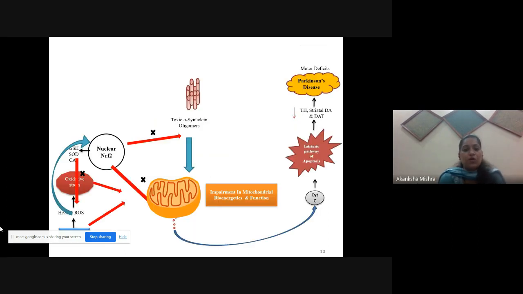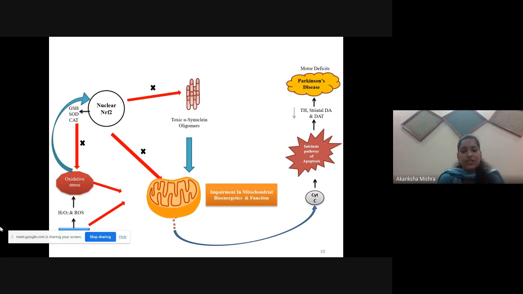Now, as I have talked about some pathogenesis, I just want to let you know in the pictorial representation how these factors are actually involved in causing PD. So we should see it from the last so that you can understand it better. We know that Parkinson's disease is responsible for motor deficits. It means there is a loss of dopamine, due to which motor deficits happen. So the ultimate result is this.